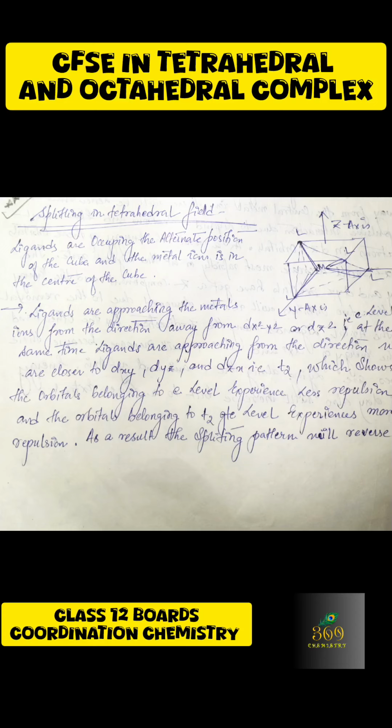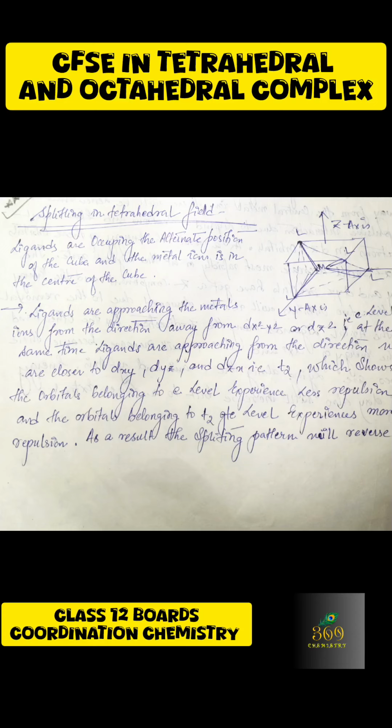In crystal field splitting, we know there are two levels of splitting: the t2g level and the eg level. The t2g level is always the lower level and the eg level is the higher level. The t2g level consists of dxy, dyz and dzx, and the eg level consists of dz square and dx square minus y square.